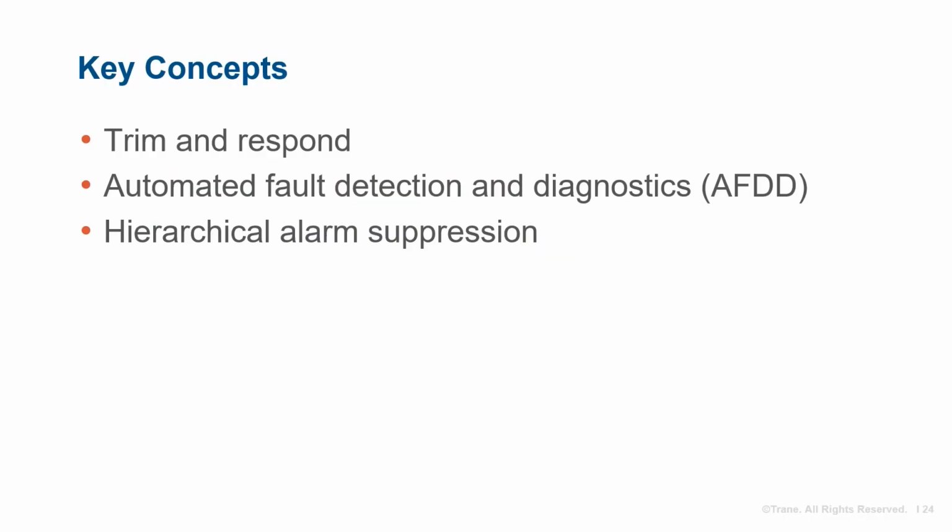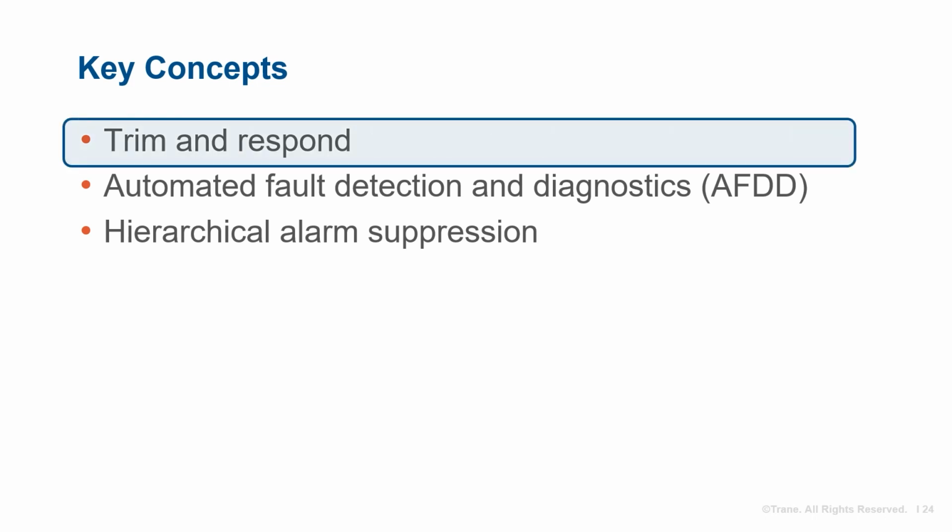Thanks, Sarah. There are three key concepts in the guideline that might be different from what you're familiar with. First, while most traditional control sequences do have optimization strategies, Guideline 36 primarily uses trim and respond. Second, the guideline prescribes rules for automated fault detection and diagnostics, or AFDD. Lastly, hierarchical alarm suppression is a unique solution which suppresses less critical alarms based on its hierarchy in the system so the operator can focus on the most critical alarm. Let's start by looking at how trim and respond works.